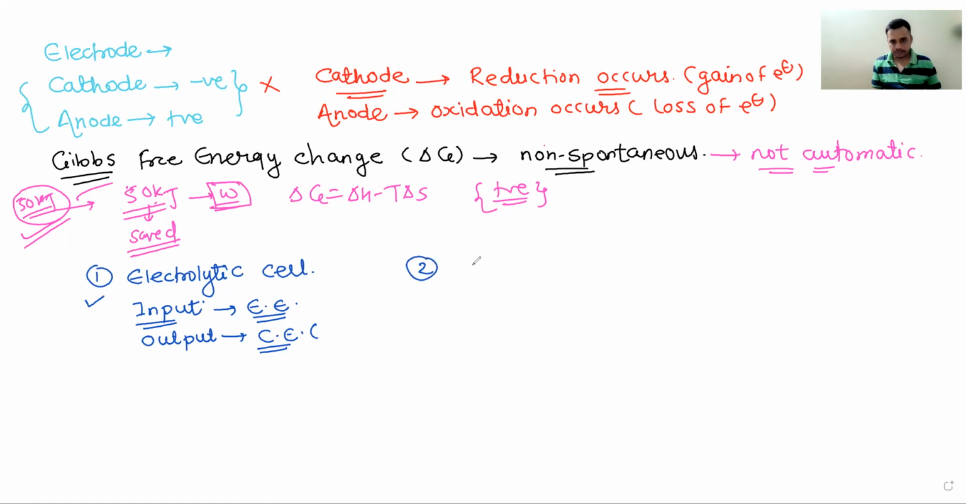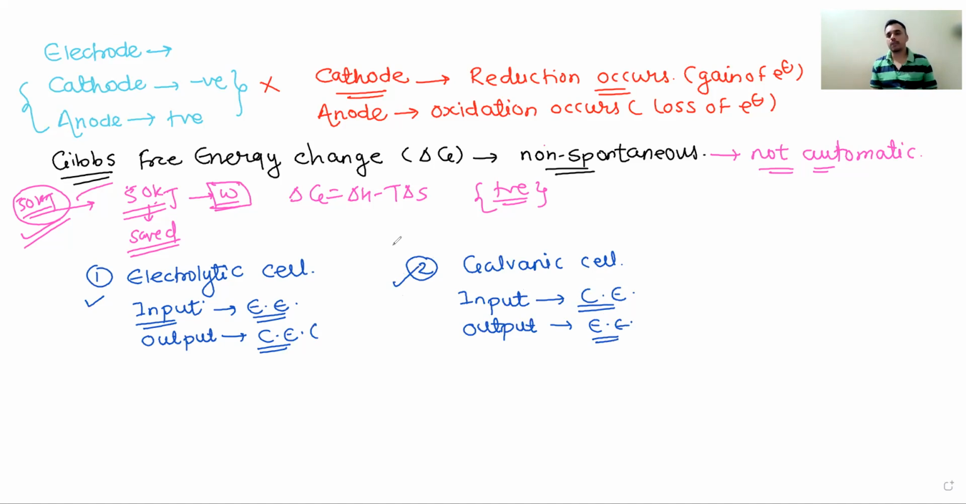The second is the galvanic cell. In this chapter we are going to study the galvanic cell. In the galvanic cell, the input is chemical energy. We are going to carry out a chemical reaction, and as an output we are going to get electrical energy. That is a very important part. Basically, this whole chapter is an application-oriented chapter.